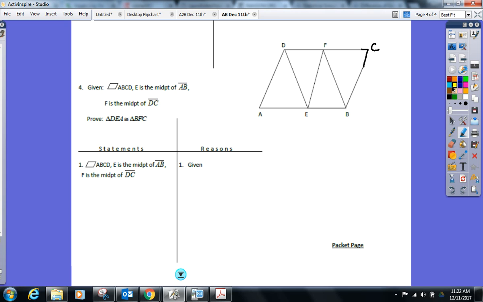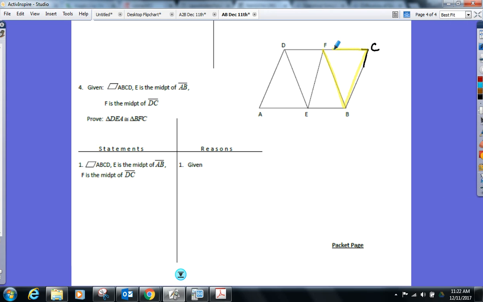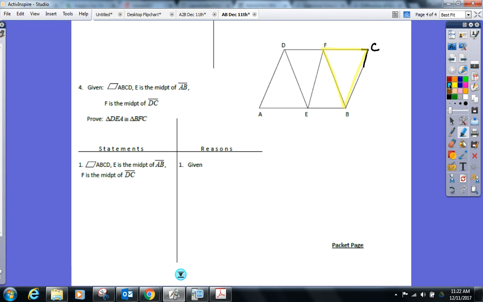A, B, C, D. So the entire figure is a parallelogram. Got it. And I'm proving these two outside triangles congruent. Got it. But the entire figure is a parallelogram, so I can use all those properties. Oh, and I got a little midpoint action. Beautiful.